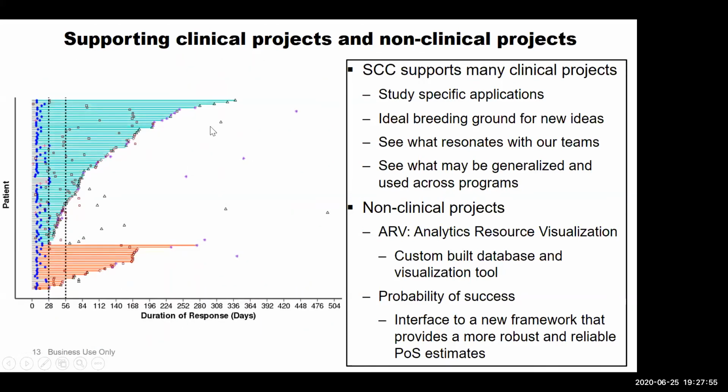Here's a nice one. This is called a swim lane chart. Here you have the duration of response, and the different patients on the y-axis. And here we have the different events, whether adverse events or information that is important to the trial, overlaid onto these swim lane charts. So you can see the distribution of the lengths of time for each patient from one treatment group to another.